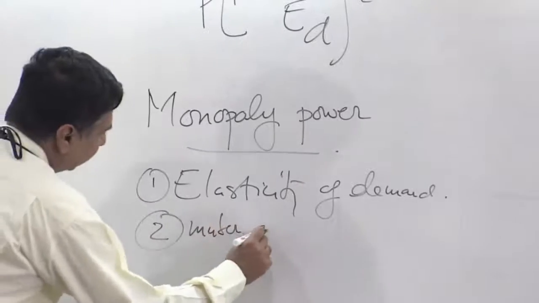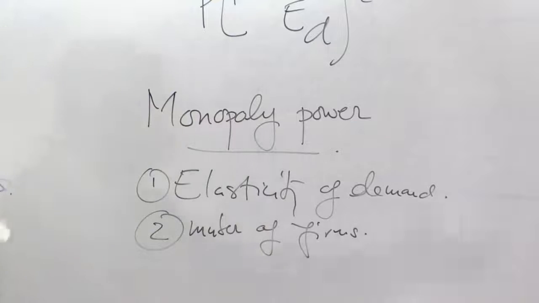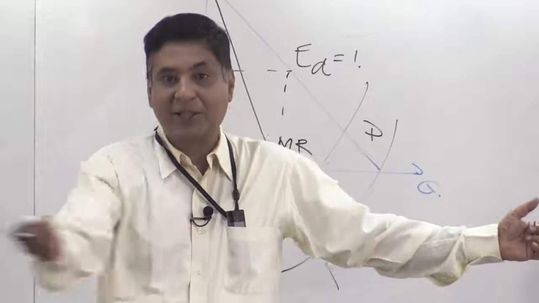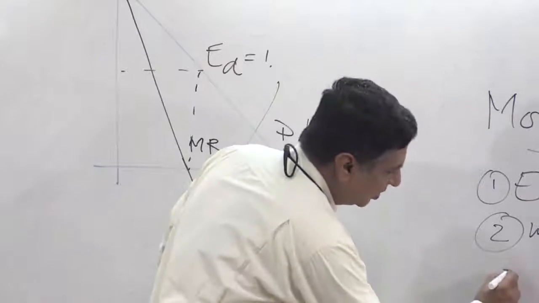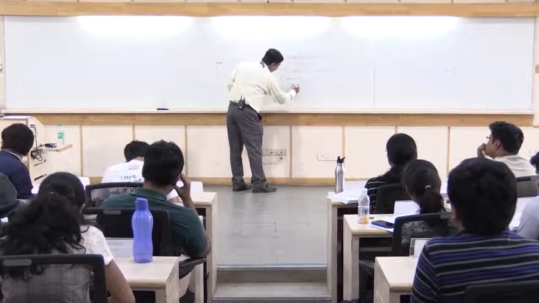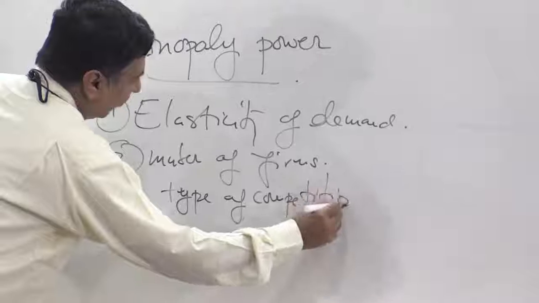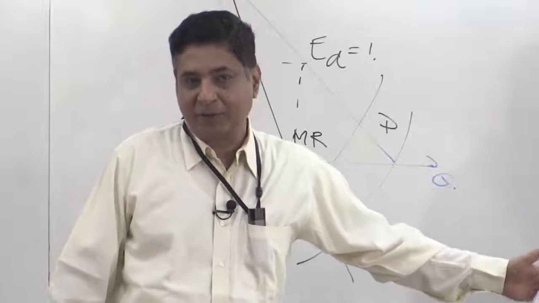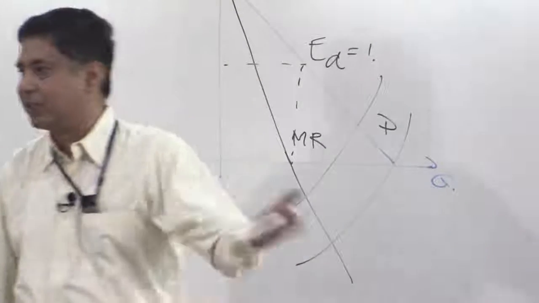Second is the number of firms. If there are more firms in the market, so even though you are producing salt, if there are lots of salt producers, the demand for your firm will be elastic. And finally, of course, which we shall talk about, is the type of competition. So, the type of good matters, the number of firms matters, and the type of competition that prevails in the market also matters, which will all come together to give the elasticity of demand for your product.